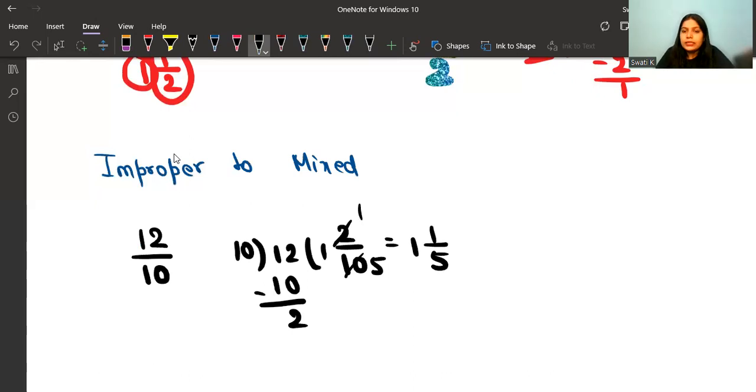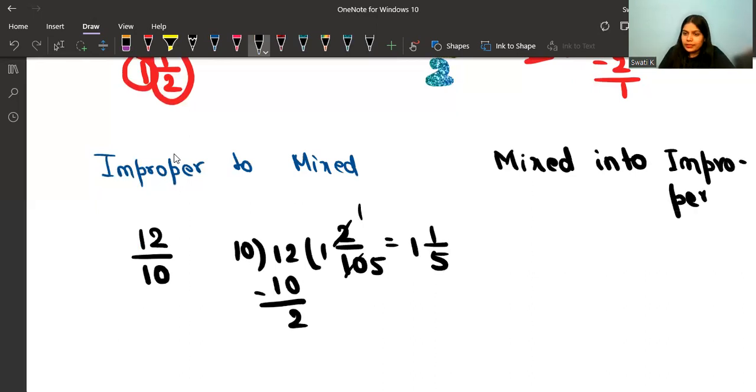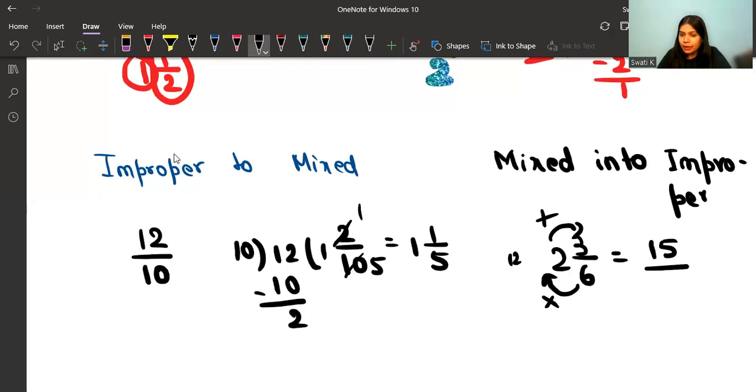Now let's understand how we can convert mixed into improper. Remember, if you convert mixed into a fraction, it will be improper only. So let's understand that. For mixed fraction, for example, I have 2 whole 3 by 6. So what is this? 6 times 2 is 12, and 12 plus 3. See, we have to multiply this and we have to add this. So 6 times 2, 12. 12 plus 3, 15, and that will come in the numerator upon 6.